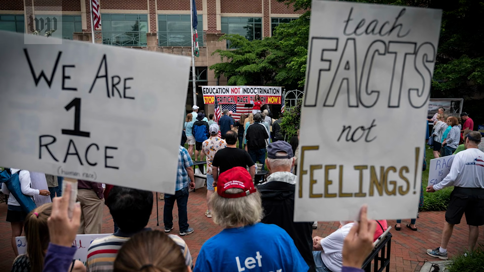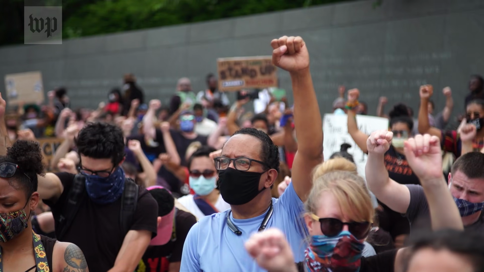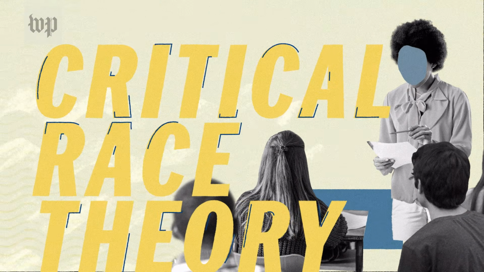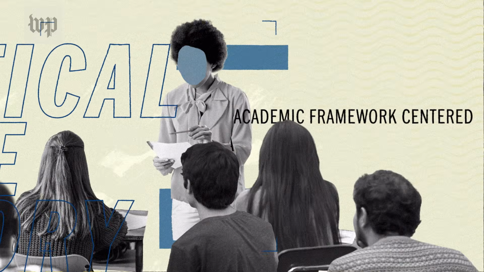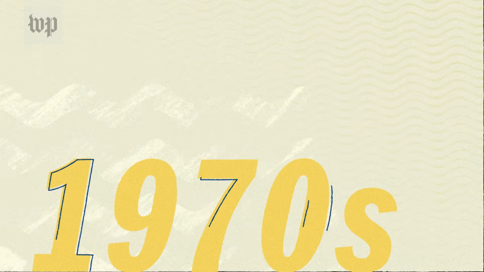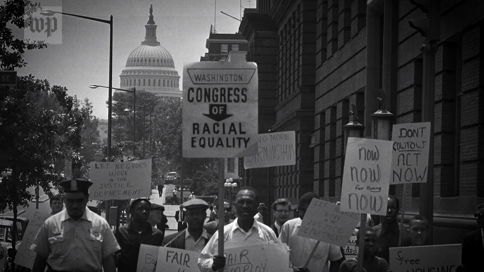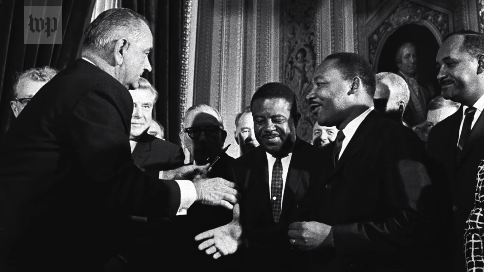Critical race theory is a body of ideas and a set of approaches to understanding the history and the present of American society that looks at the ways in which racial unfairness have been woven into the fabric of our institutions. In other words, critical race theory, or CRT for short, is a legal academic framework centered on the idea that racism is systemic. It first started to coalesce in the 1970s, when Black, Hispanic, and Asian legal scholars were researching the persistence of inequality despite the landmark legal victories of the civil rights era.